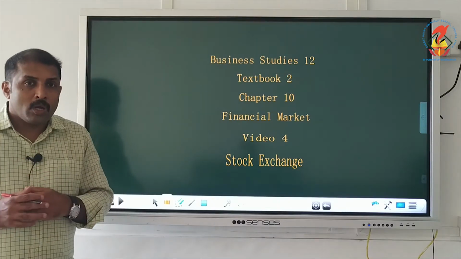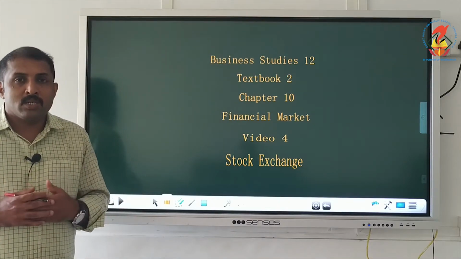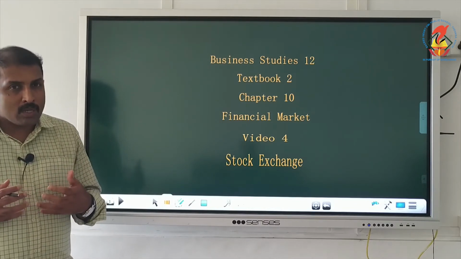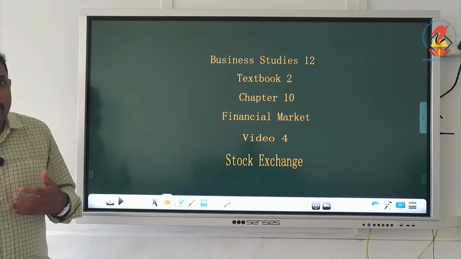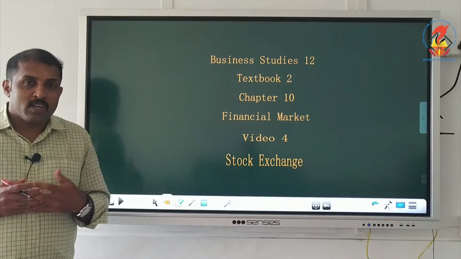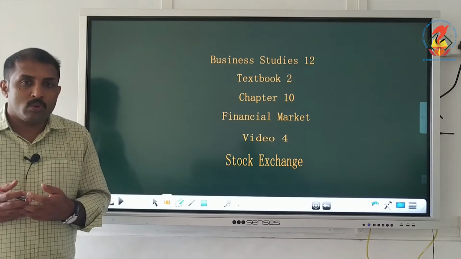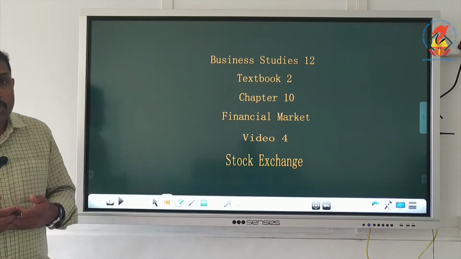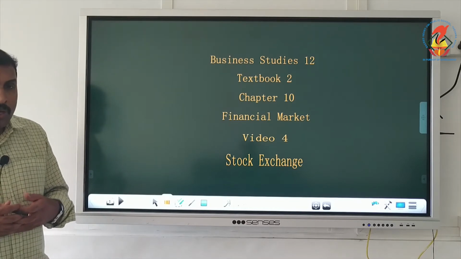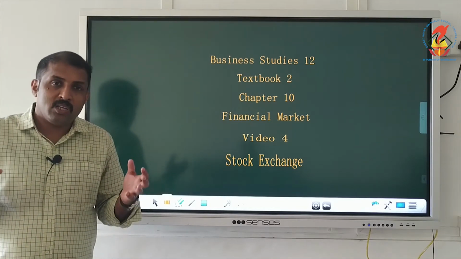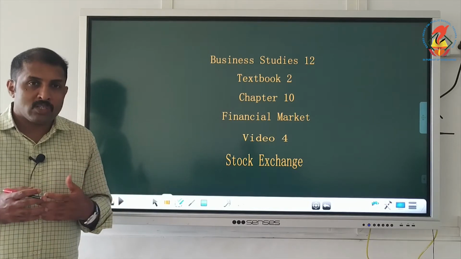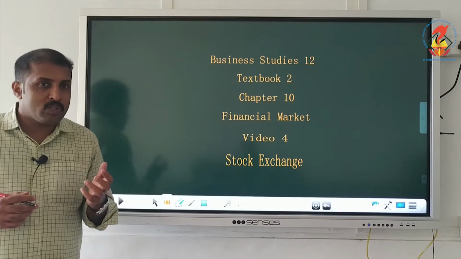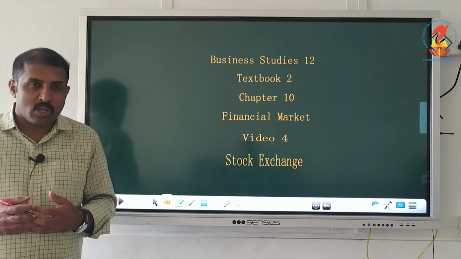We are entering into another session. We were discussing capital market, which is classified into primary market and secondary market. In the previous session, we saw what is primary market and the methods of flotation. In this session, we are discussing the secondary market, which is also called the stock exchange. So, in this session we will be learning about stock exchange, or in other words, the secondary market.